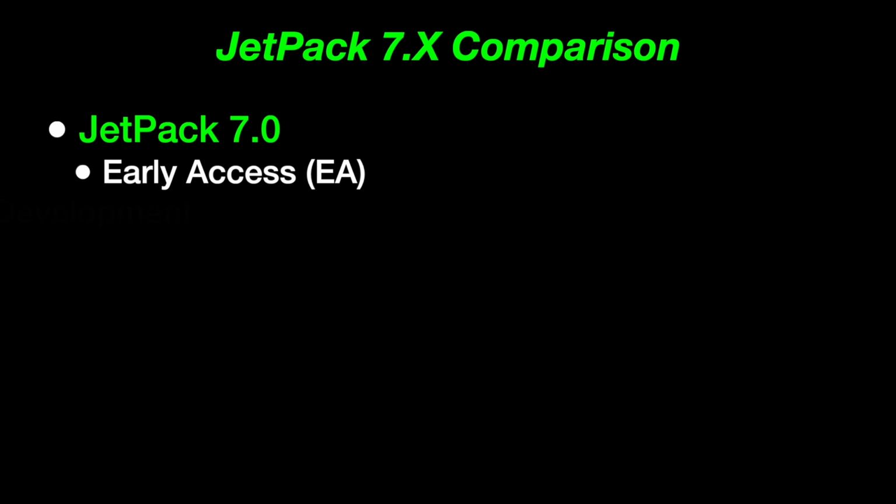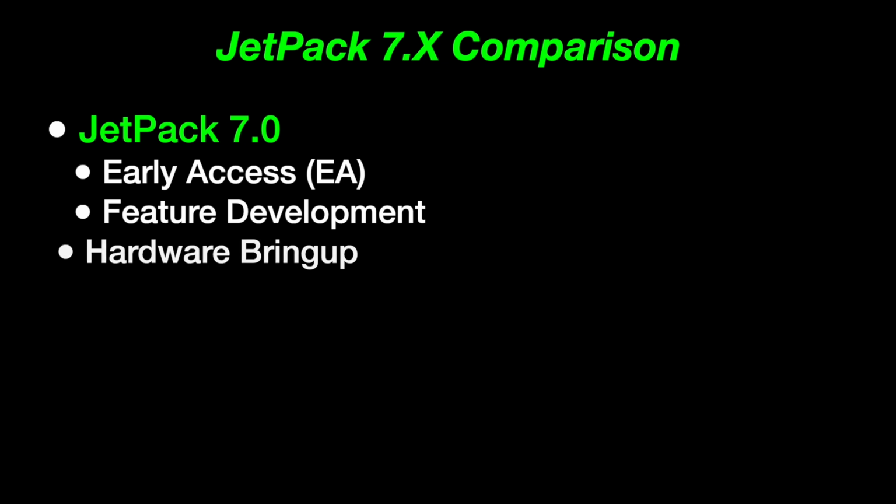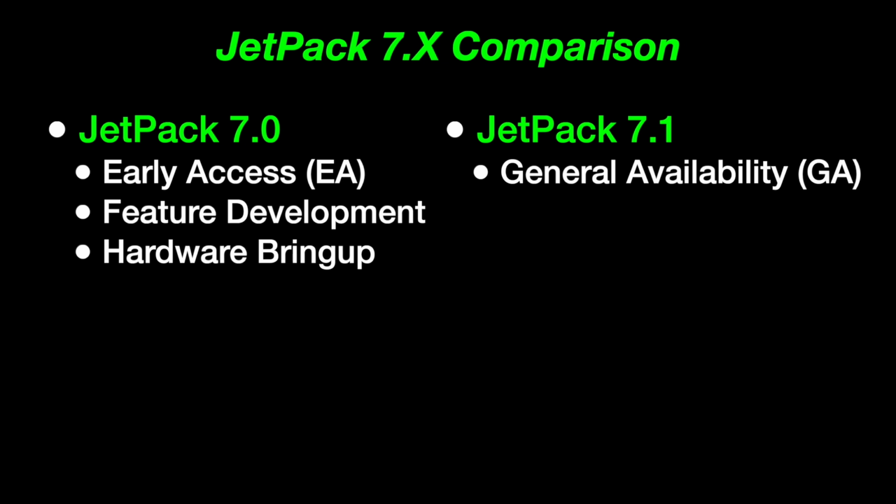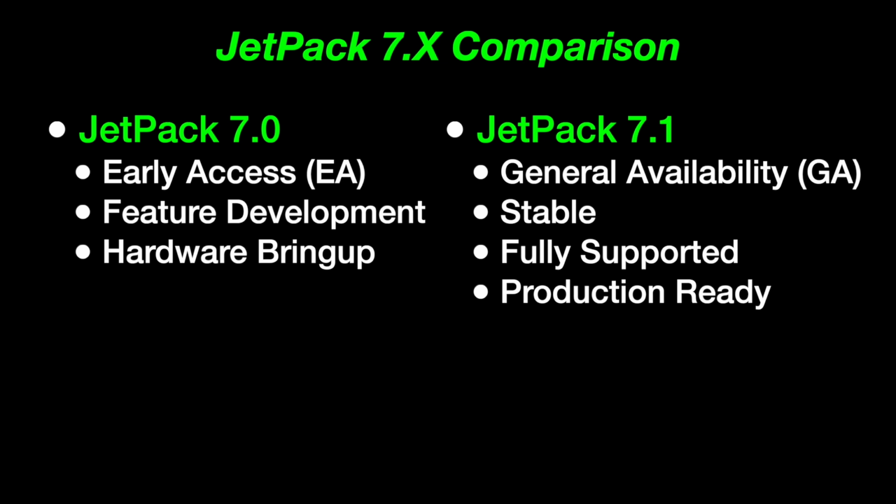JetPack 7.0 was an early access release, strictly intended for feature development and initial hardware bring-up. JetPack 7.1 is the general availability release. This means the software has moved past the experimental phase and is now considered stable, fully supported, and ready for production deployment. Because of that jump from EA to GA, there can be significant architectural differences between the two.